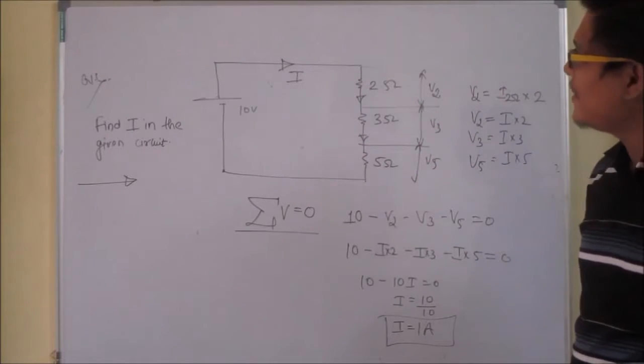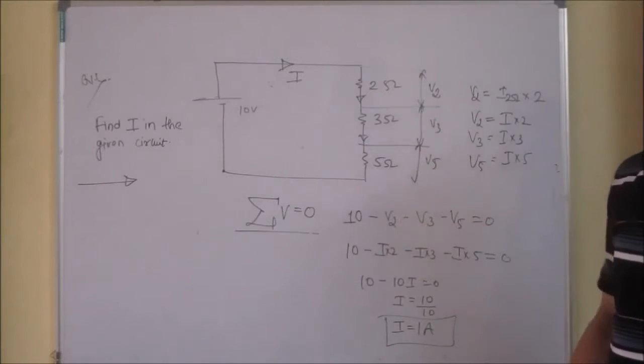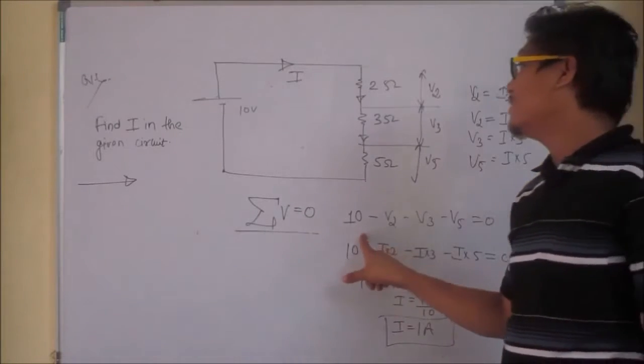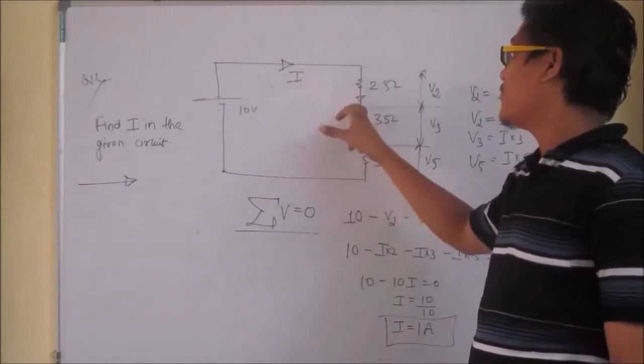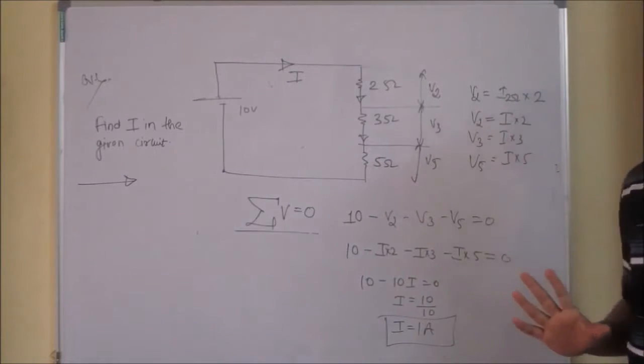What did I do exactly? I just applied Kirchoff's voltage law. What it says: the sum of all the voltages in a closed loop is equal to 0. 10, that is voltage rise, minus voltage drop, minus voltage drop, minus voltage drop is equal to 0. That's it. That is all I have done.